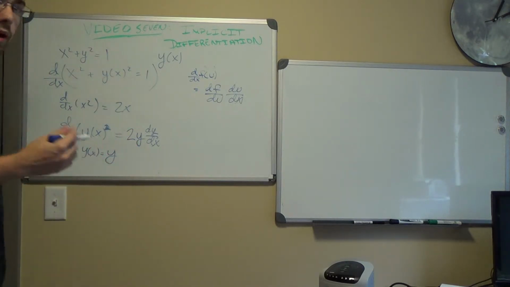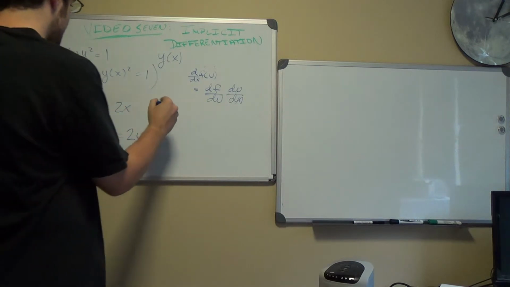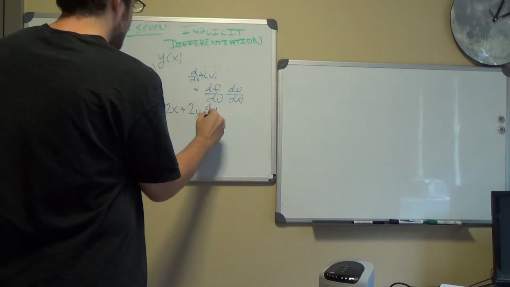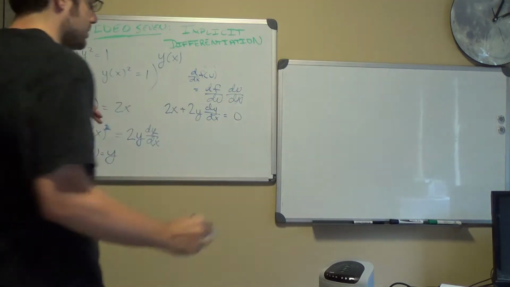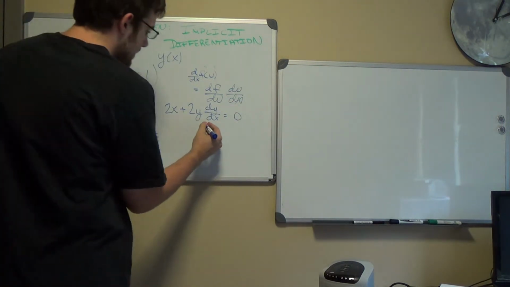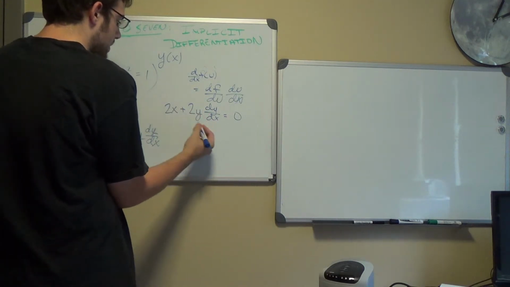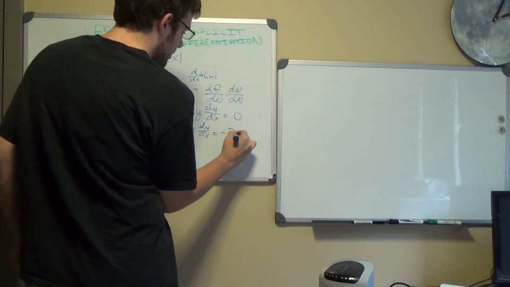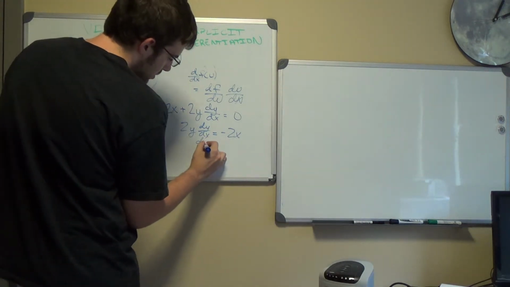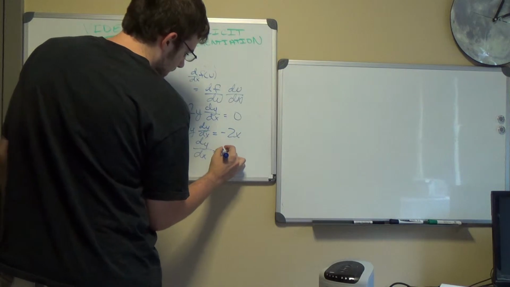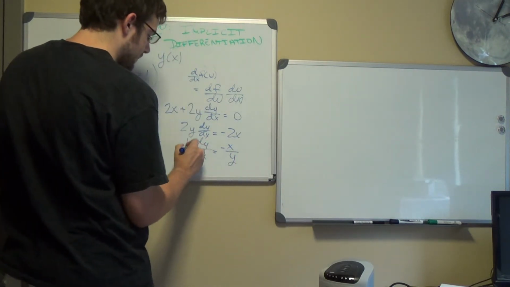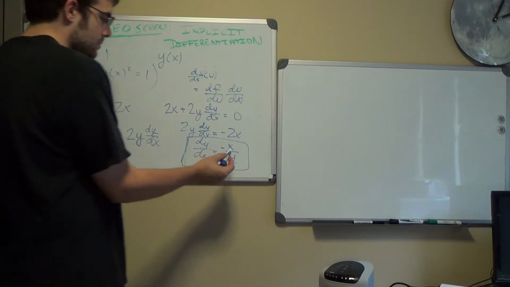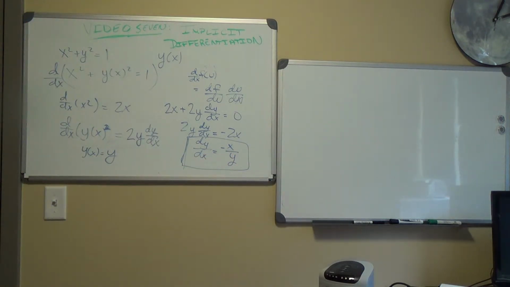And then we know that the derivative of 1 is 0. So our new expression is 2x plus 2y dy/dx equals 0. Now let's evaluate for dy/dx. If we subtract 2x from both sides, we end up with 2y dy/dx is equal to negative 2x. So dy/dx equals negative x over y. This is the expression for the slope of a unit circle.